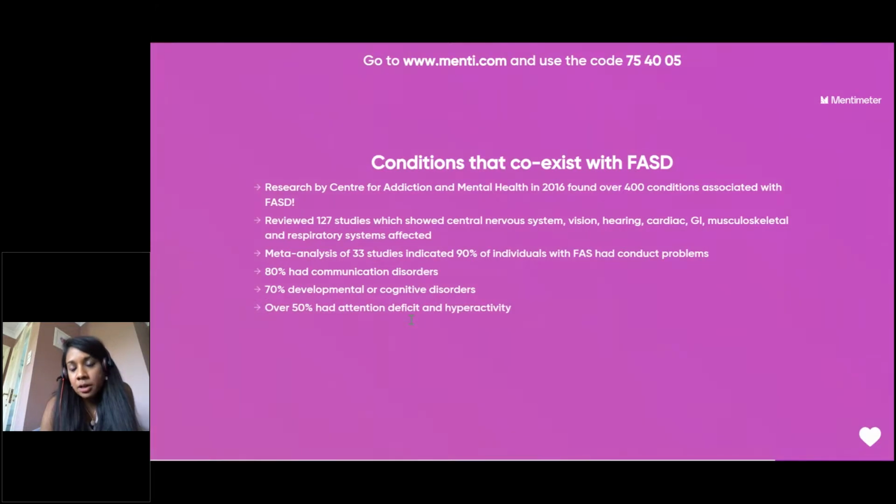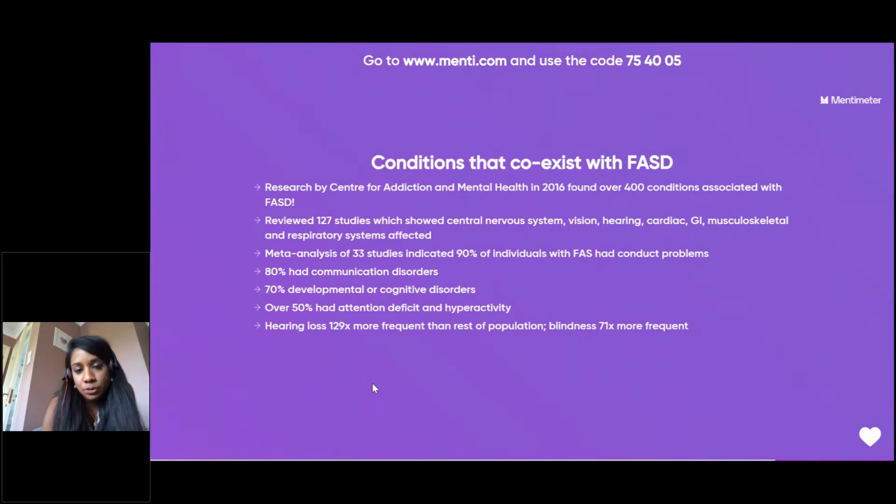Again, attention deficit and hyperactivity. As some of you probably know, ADHD itself can be associated with higher risk of criminal exploitation. So again, that's something that's really important to think about. The other issues to look at are hearing loss. This is just comparing to population, but hearing loss was 129 times more frequent and blindness 71 times more frequent. So again, as we do with all children, when we think about development, it's really important to consider hearing and vision.